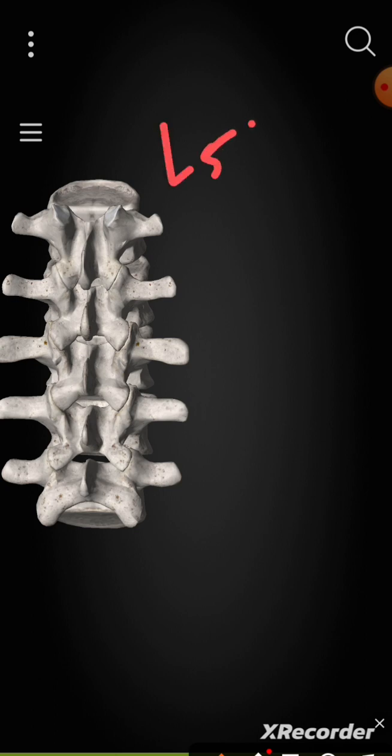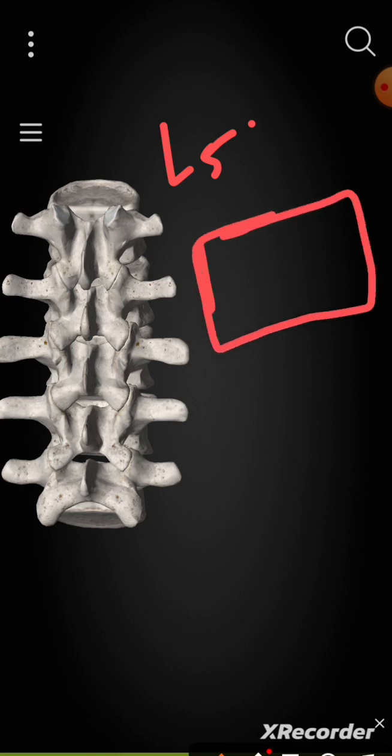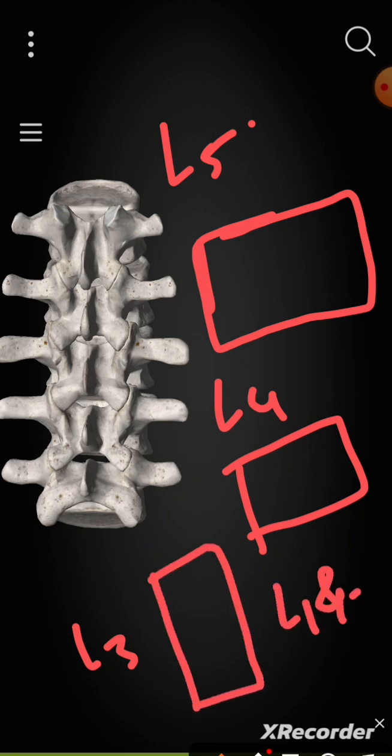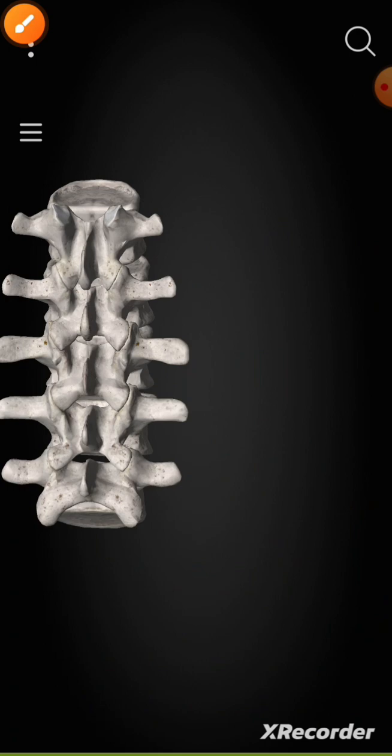There is an imaginary shape called a horizontal rectangle. Okay, this is the shape of it, and for L4 it is a square shape. For L3 it is a vertical rectangle, and for L1 and L2 it is a trapezium. This Fawcett rule helps to identify the given lumbar vertebrae.